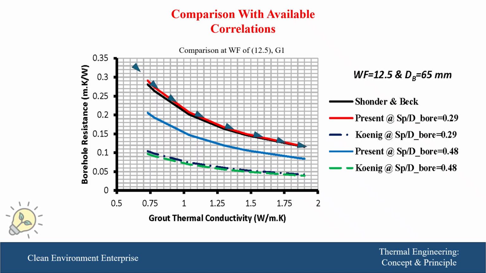And again, if we increase the thermal conductivity to 1.9, then we will get the best performance for all of these relations and predict a lower value for the depth or the length of the heat exchanger itself.